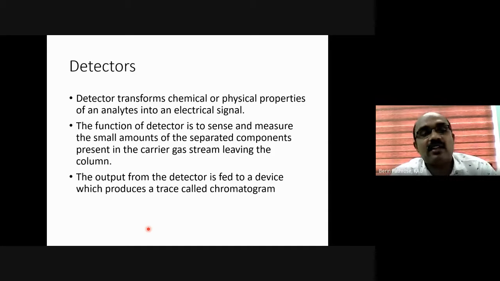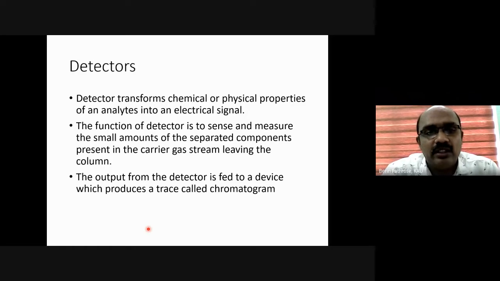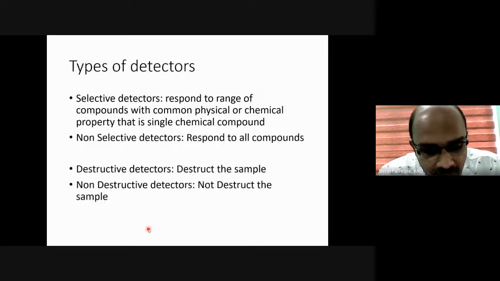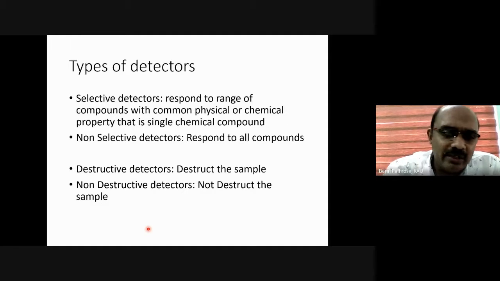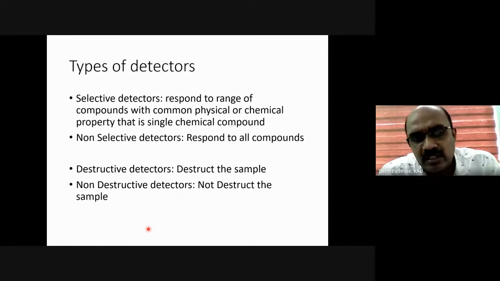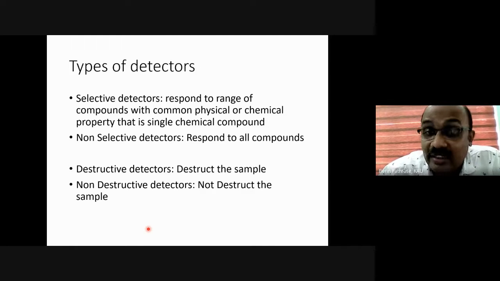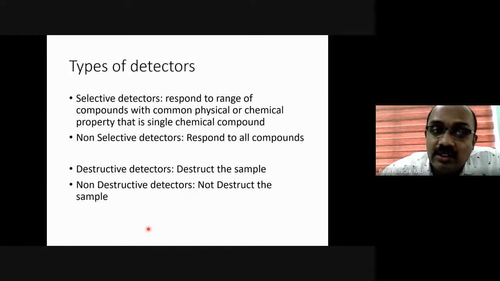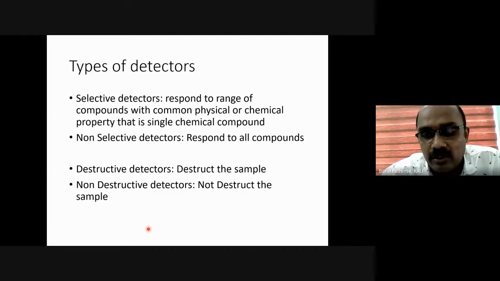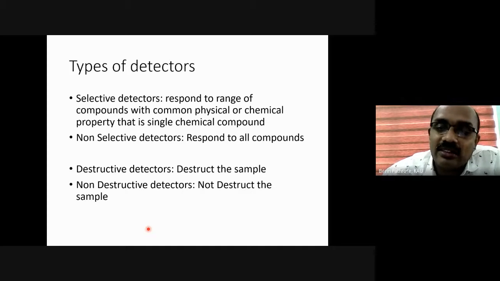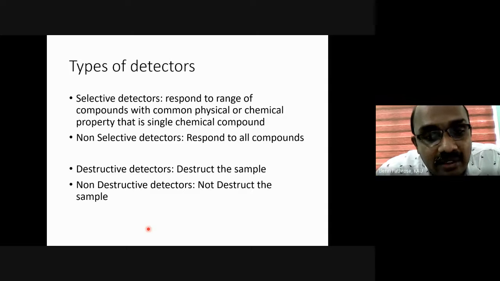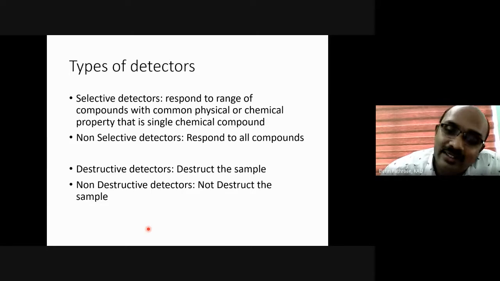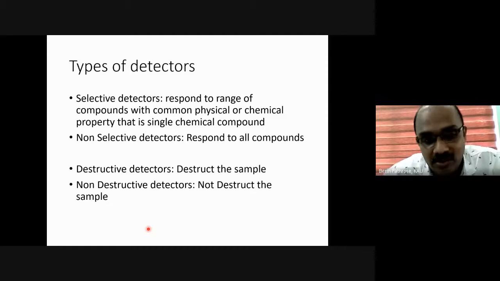Now let's see how the detector actually works. We will see different kinds of detectors. Then you can understand how the detector works. Actually, there are two different classifications of detectors. One is selective detector and non-selective detector. Selective detectors are those which will detect certain kinds of compounds. I told you about the nitrogen phosphorus detector, which detects only those compounds which contain nitrogen and phosphorus atoms. So that's a selective detector because it selectively detects certain kinds of compounds.